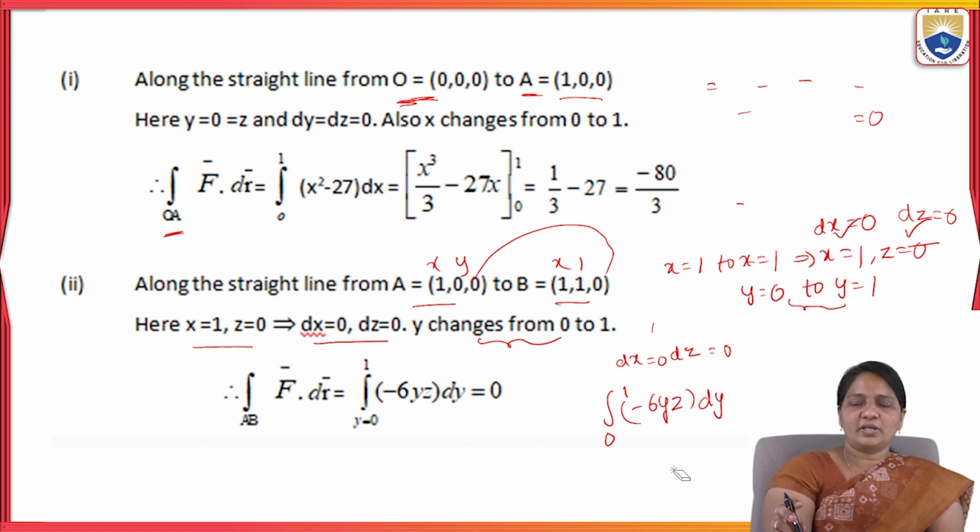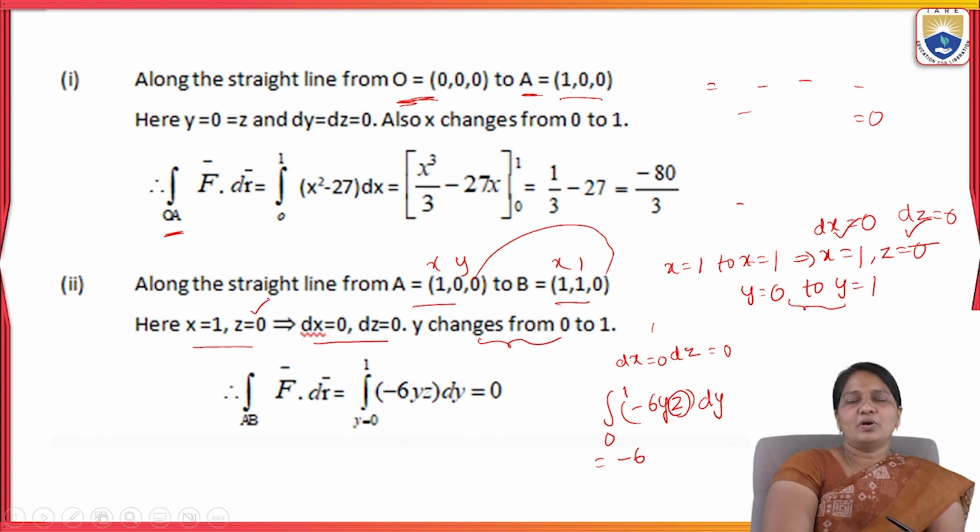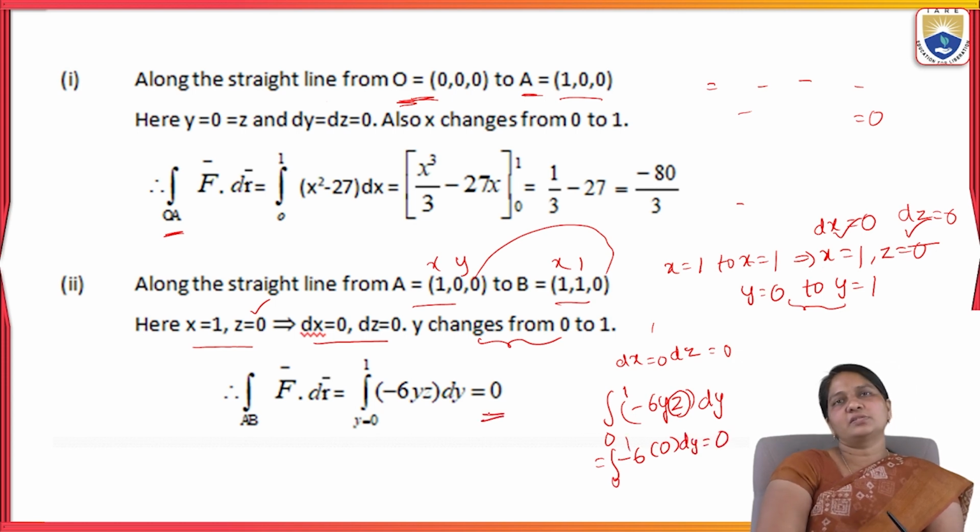Now we are integrating this value. Minus 6 is a constant, taken out. Here, what is z? Already we got the z value is 0. So replacing the z value with 0, finally this integral value is 0. So the integral along AB is 0.